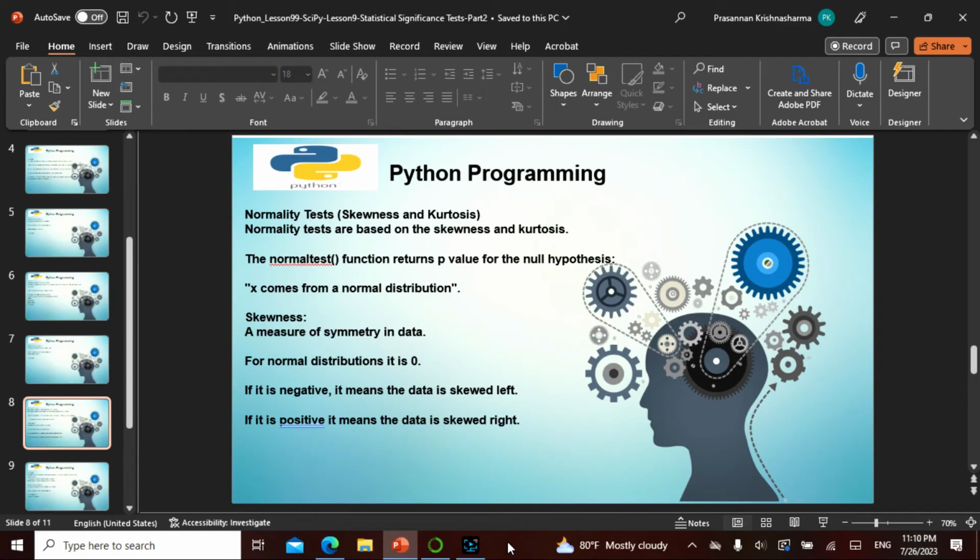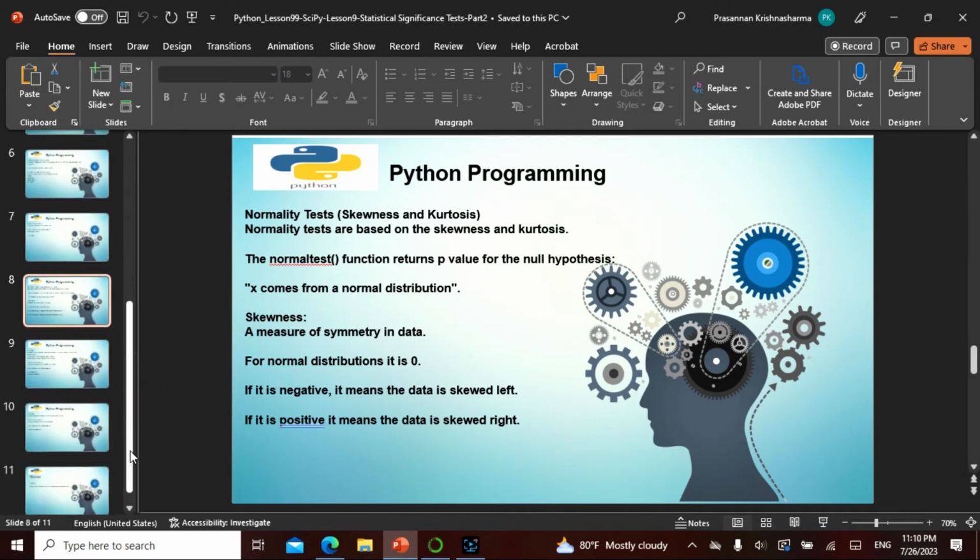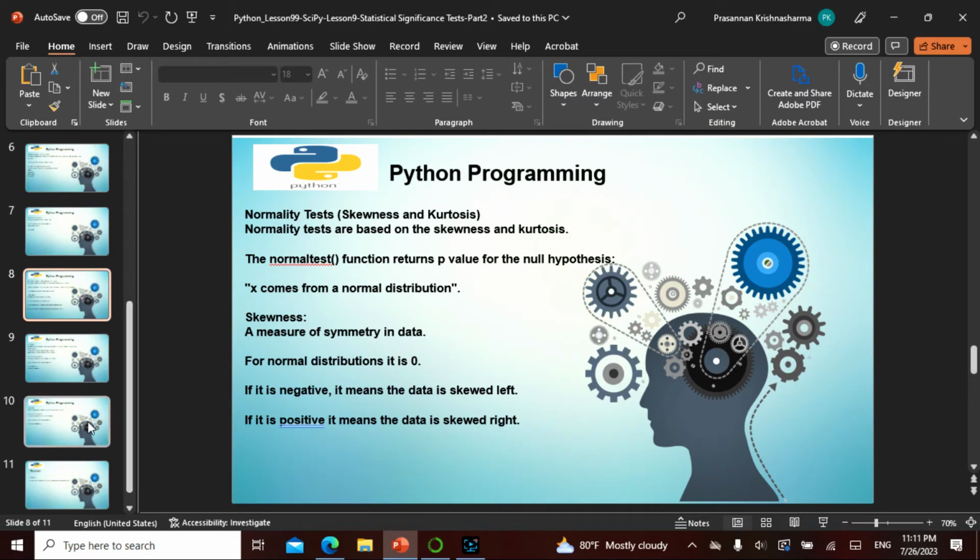Okay, very nice. The normal test function returns a p-value for the null hypothesis that x comes from the normal distribution. The skewness is a measure of symmetry in the data. For a normal distribution, it is 0. It is negative if it is skewed left, and positive if it is skewed right. Negative is anything below 0, positive is anything above 0.